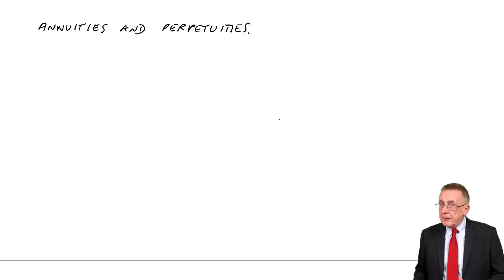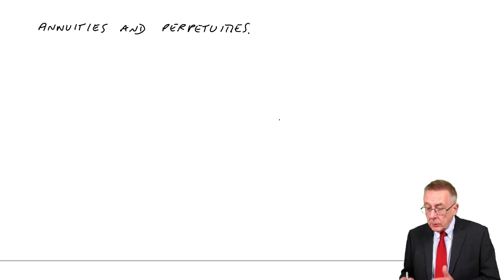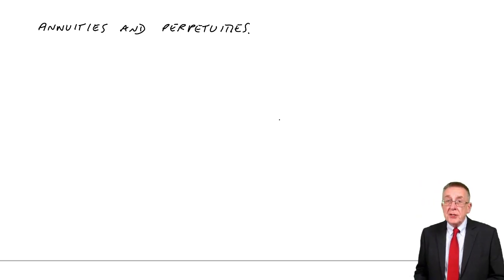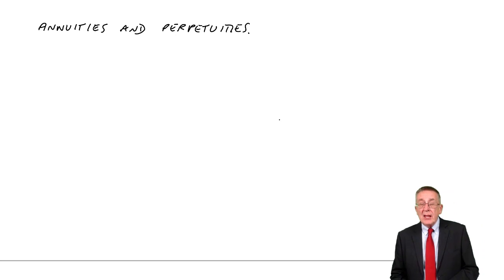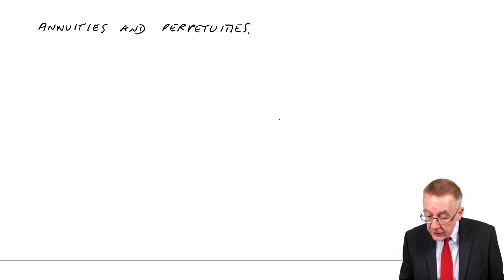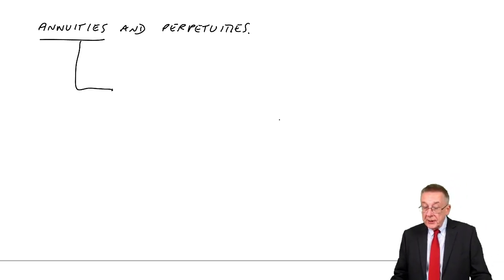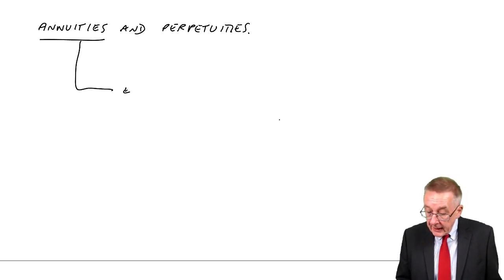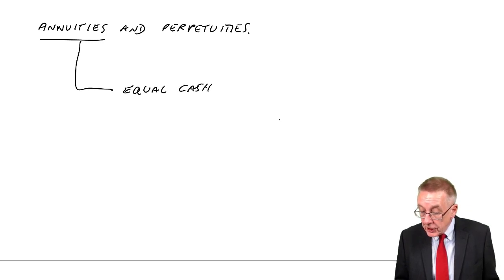The last bit of the arithmetic on discounted cash flow is annuities and perpetuities. And so in this lecture, let me go through them. First of all, an annuity. What we mean by an annuity is an equal amount, an equal cash flow each year.